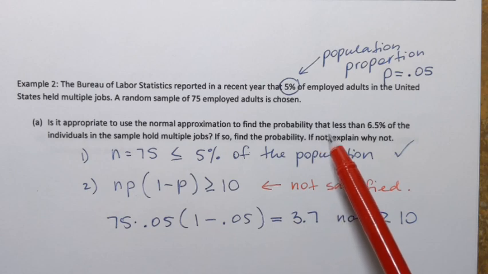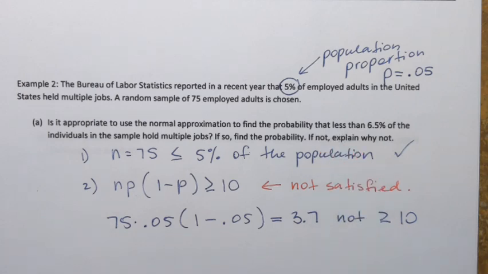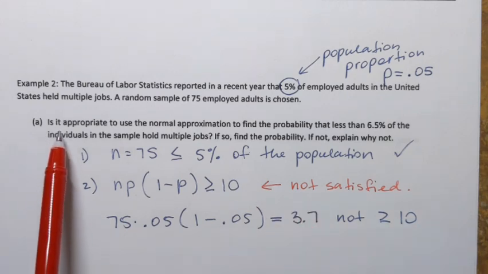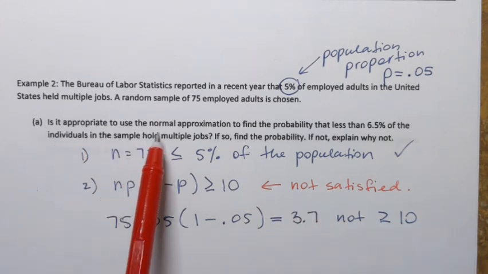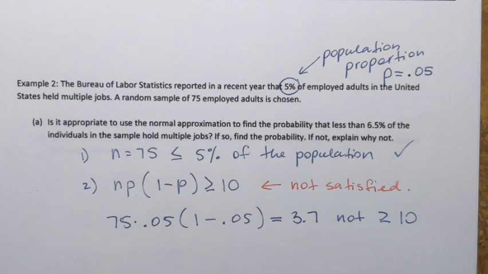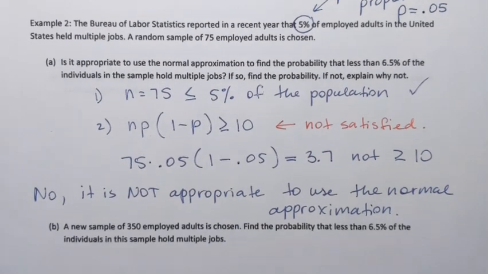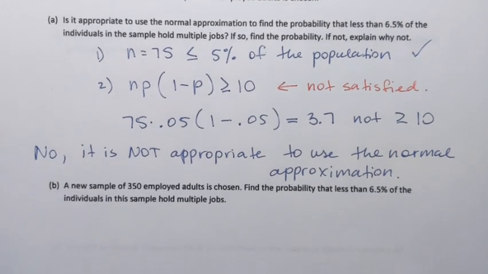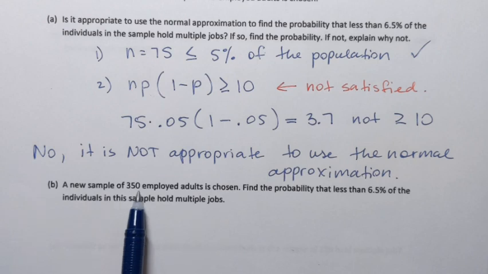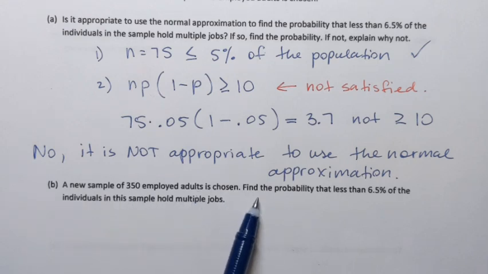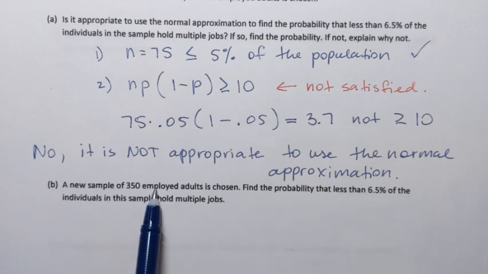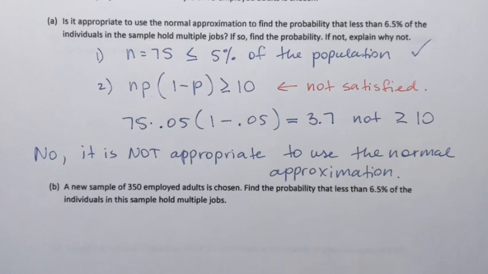We can't really find probability because we don't know what shape of that distribution is. So then the answer to the question is going to be no, it is not appropriate to use the normal approximation to find the probability. So here it is. That's the answer. Let's try question B. Here it says that a new sample of 350 employed adults is chosen. And find the same kind of probability. Find the probability that less than 6.5% of the individuals in that sample hold multiple jobs.